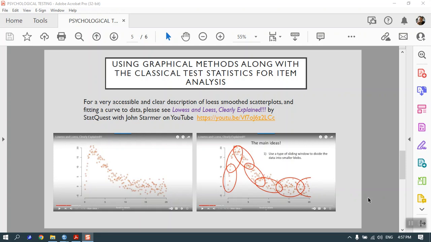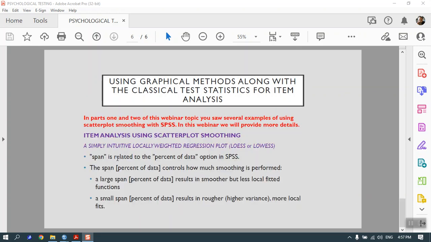Last time in part 2, you saw me describe it using R, particularly using flexplot in the Jamovi interface. Today I want to focus on SPSS and give you a sense of how the percent of data option in SPSS is related to the span. And the span, or the percent of data, controls how much smoothing is performed.